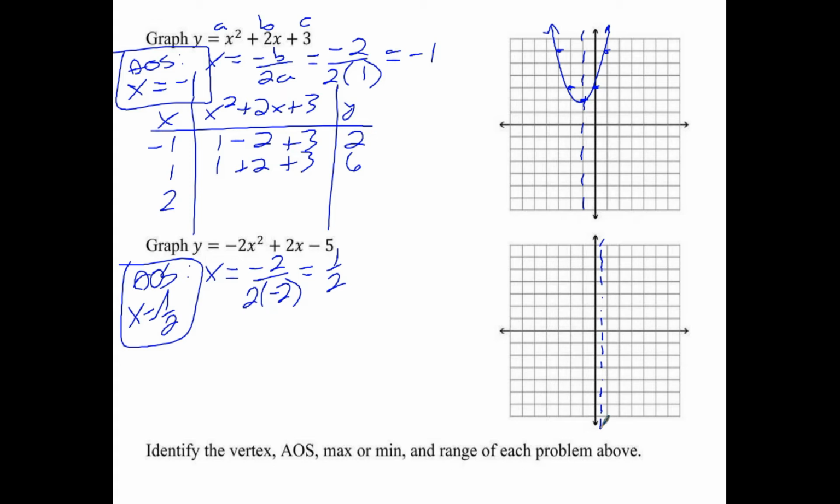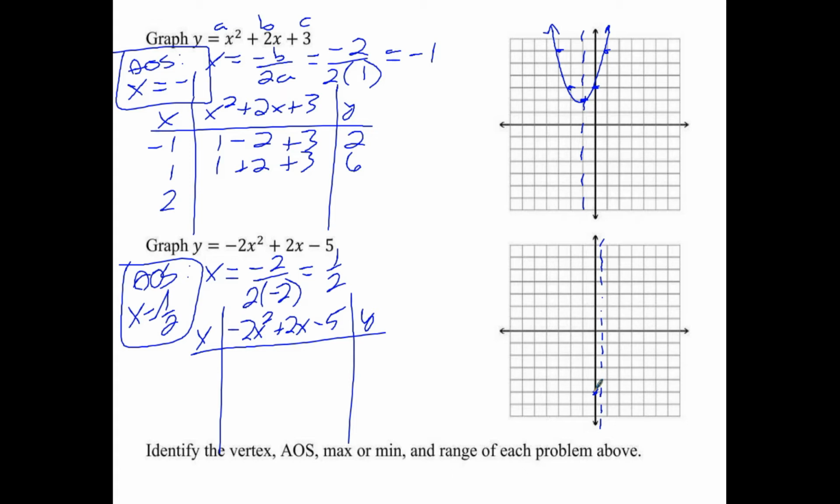And what's next? Make a table. So x, the function, y. Which way does this parabola open? It opens down. Good. And is there anything I can do on my graph right now? I can put the y-intercept on there right now. Where is it? 0, negative 5, right. So I graph it, and what else can I do?